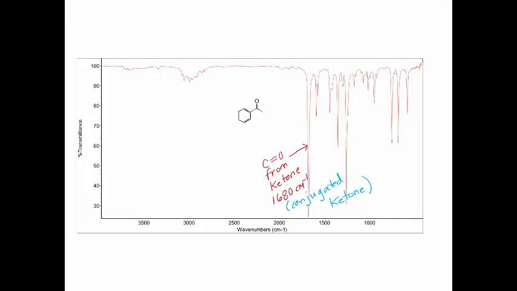As you can see from our structure, we also have both sp3 carbon hydrogen and sp2, and we really do have peaks on both sides of 3000. They're small, but they're there. So this right here would be sp3 carbon hydrogen, and immediately to the left would be sp2 carbon hydrogen.